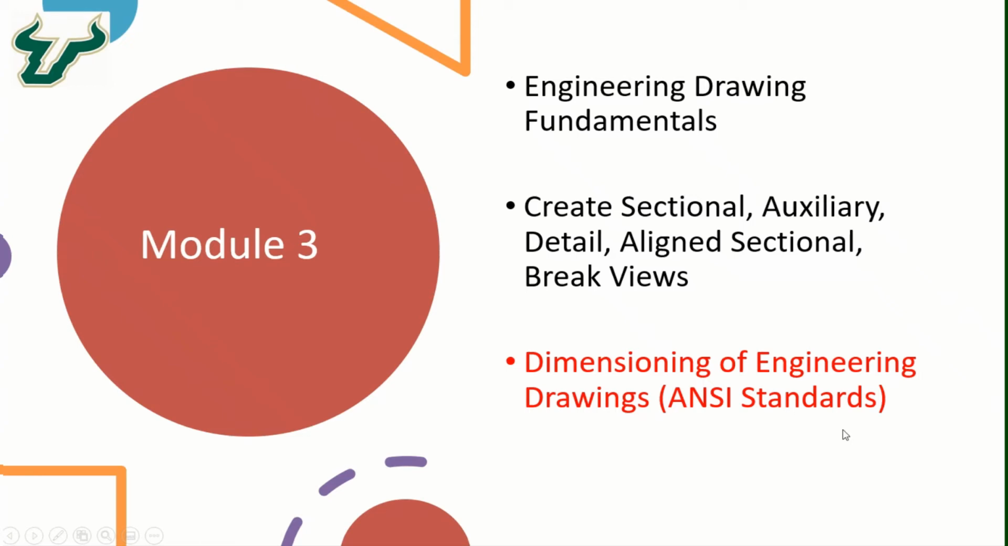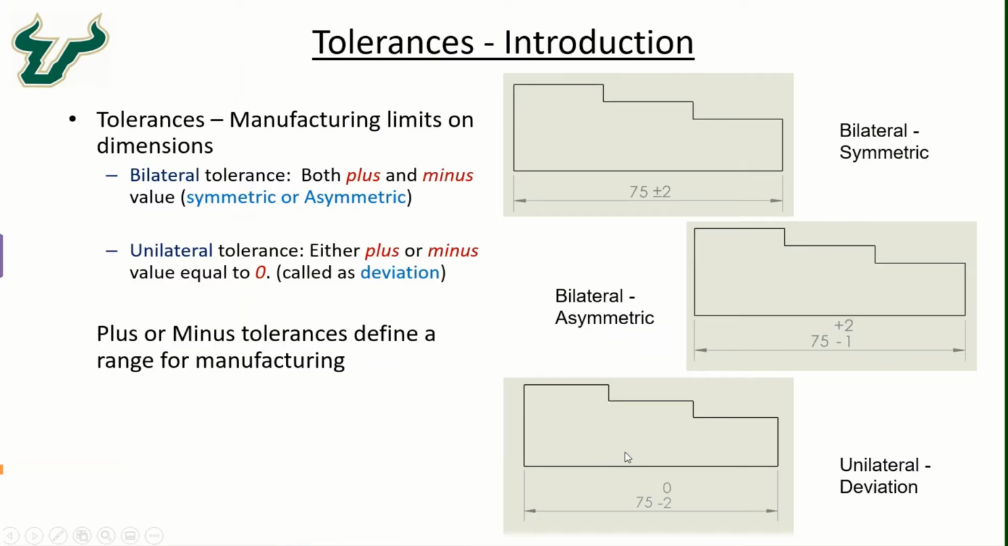Hello all, let's talk about the tolerances in this segment of Module 3. Tolerances are basically the manufacturing limits on the dimensions that we assign on the solid model when created in a drawing. Basically, the tolerances are classified into two main categories. One is the bilateral tolerance and the second is the unilateral tolerance.